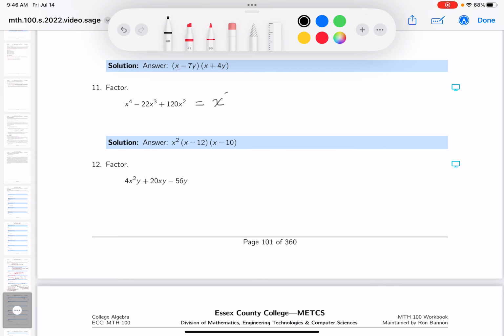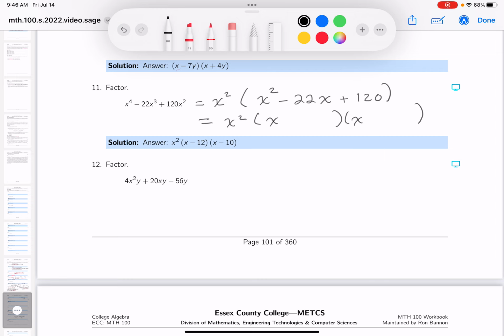I'm going to say x squared comes out from those three terms. What are we left with? x squared minus 22x, and then what do you get over there? You're going to get plus 120. Now, by the way, I am a firm believer in trial and error. I'll do the AC rule on it too, all right?